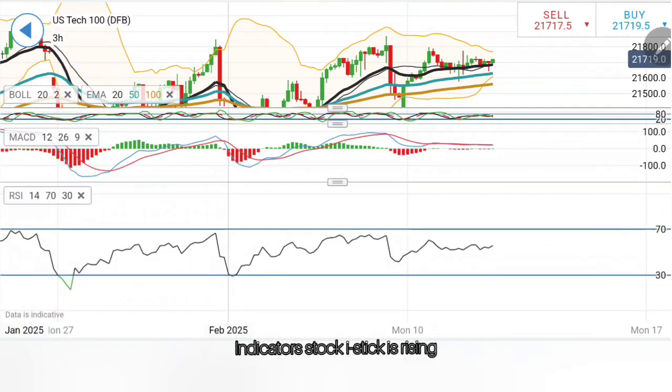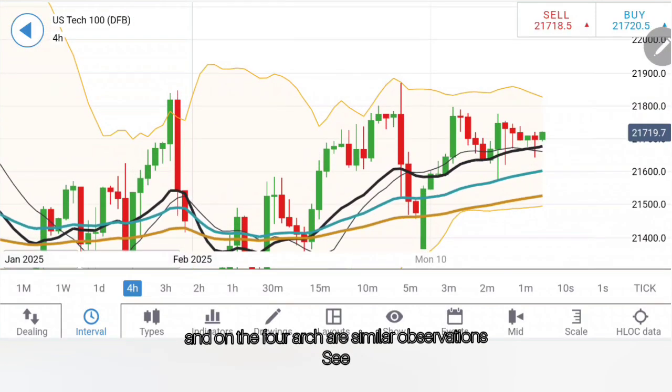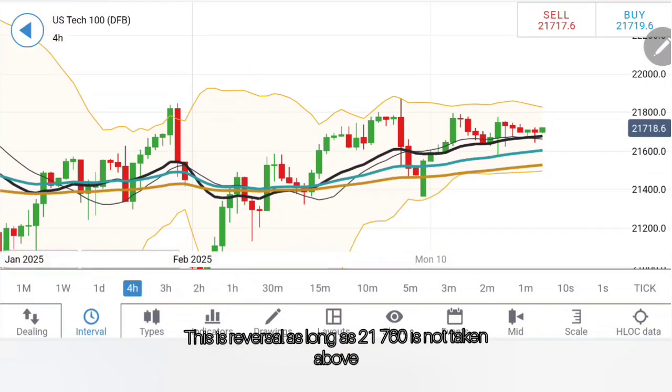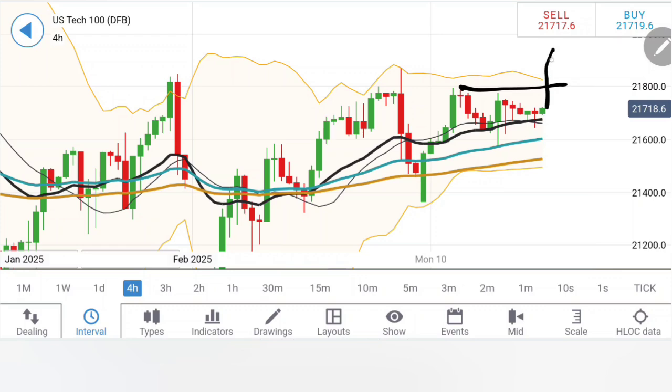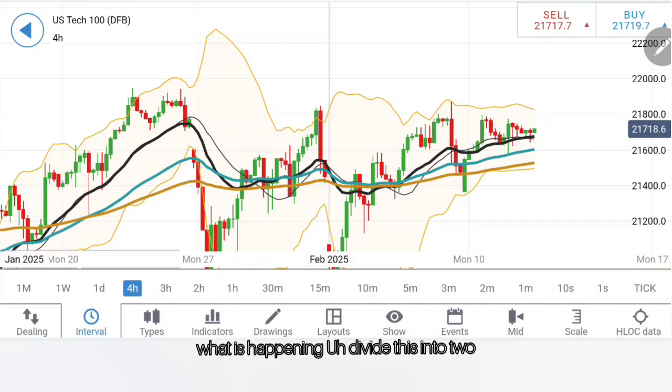Indicators: stochastic is rising while the MACD and RSI are still flat. And on the 4-hour chart, similar observation. See, I do not confirm this as a reversal as long as 21,760 is not taken, above which it is not going to come back. We can look forward to 21,800, and if 21,800 is taken, there is no point staying short with Tech 100. See what is happening.